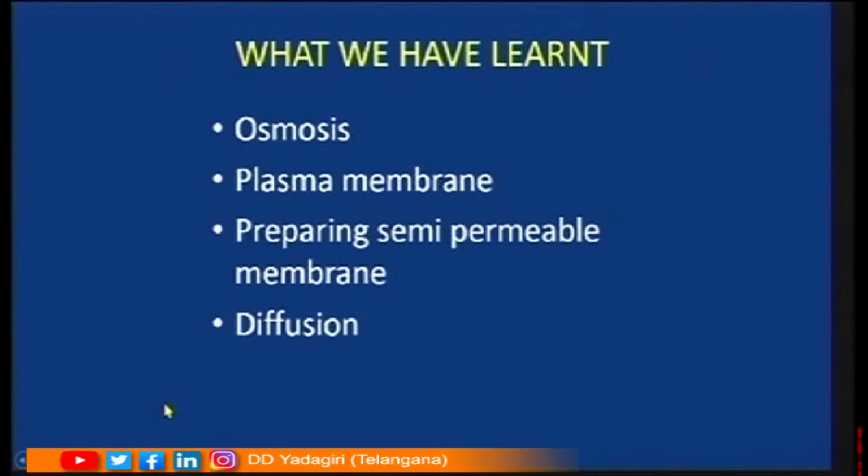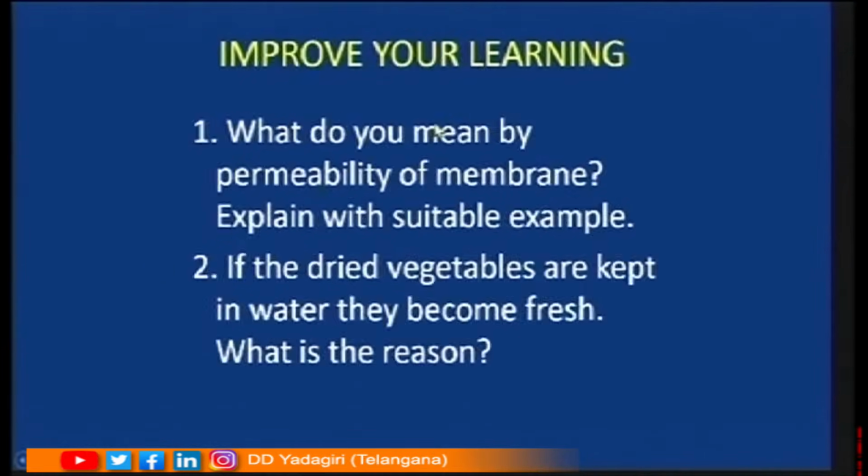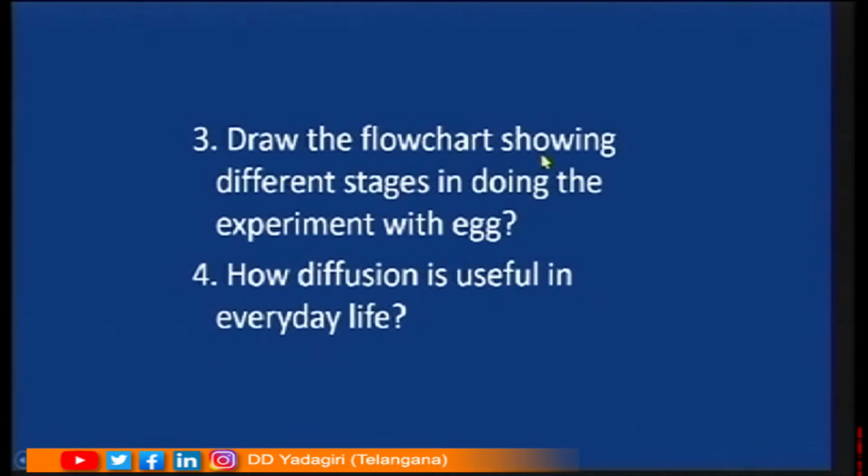So what have we learned, children? Osmosis, the importance of the plasma membrane, the preparation of a plasma membrane, that is a semi-permeable membrane, and diffusion. Improve your learning: What do you mean by permeability of membrane? Explain with a suitable example. If dried vegetables are kept in water, they become fresh. What is the reason? Draw the flow chart showing the different stages in doing the experiment with egg. How is diffusion useful in everyday life?